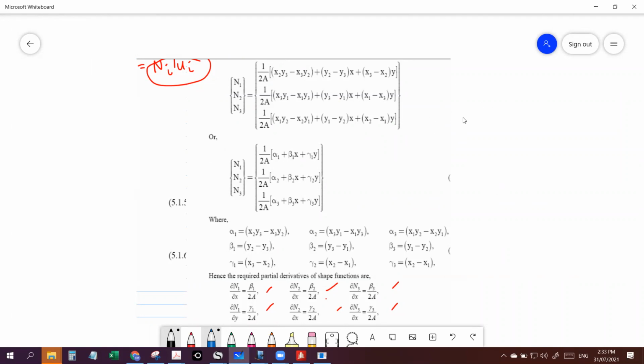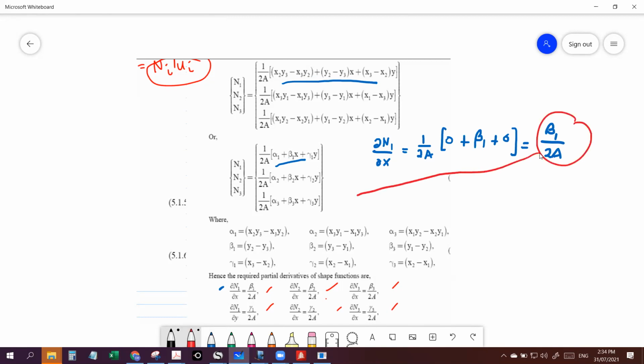Okay, so dn1 dx. We need this b, right? So simplify natin into this. If we find dn1 dx, it is equal to 1 over 2a times the derivative of alpha 1, which is constant, so 0, plus beta 1x, so beta 1, plus these are constant, so 0. So that means dn1 dx is simply beta 1 over 2a.